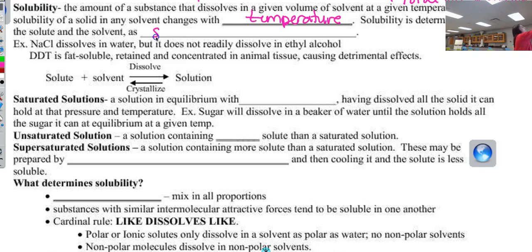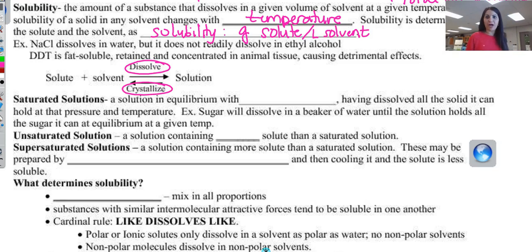So if you wanted an equation for it, solubility is grams of the solute per liter of the solvent. Now, you could even use moles, but typically we'll use grams, and you can convert back and forth. And again, it's typically per liter of the solvent that you put it in, okay? And so how soluble is it? We know that it can dissolve, or if you go backwards and you have a solution and then you evaporate the water off, then it can recrystallize, okay?